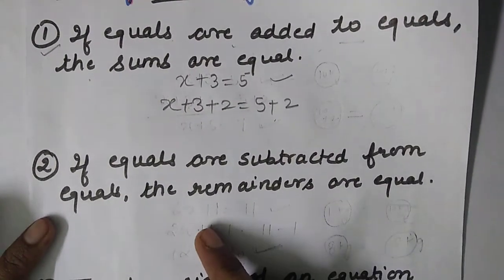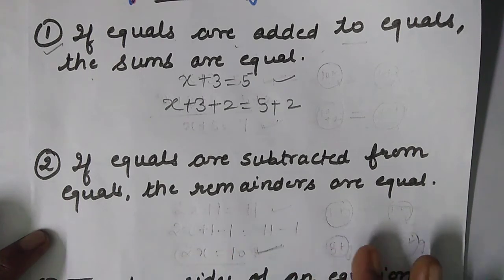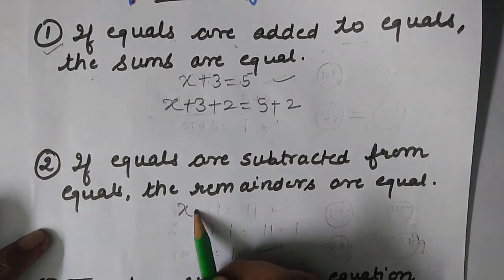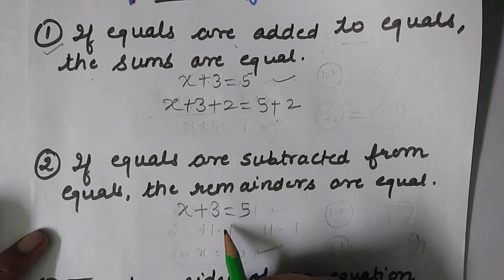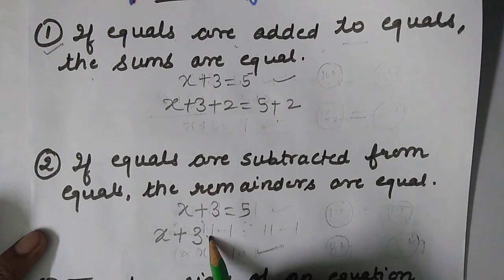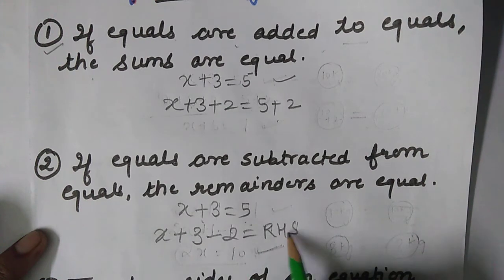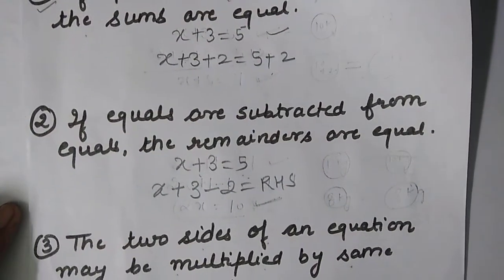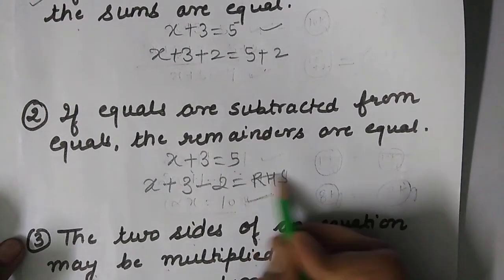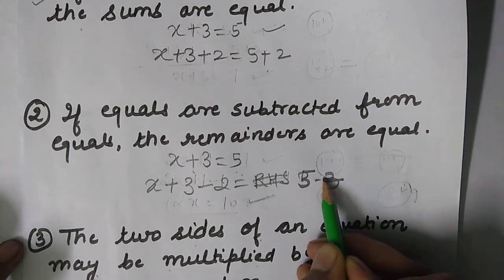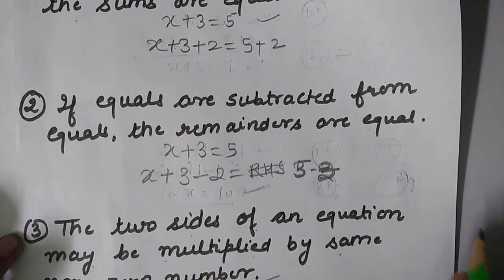Now the second rule is: if equals are subtracted from equals, the remainders are equal. This is for subtraction. Let us consider one more example: x plus 3 equal to 5. If I subtract 2 from both sides, again they will remain the same. LHS will remain equal to RHS. It means we can add or subtract equal numbers on both sides of an equation, and they remain equal. 5 minus 2 is 3.